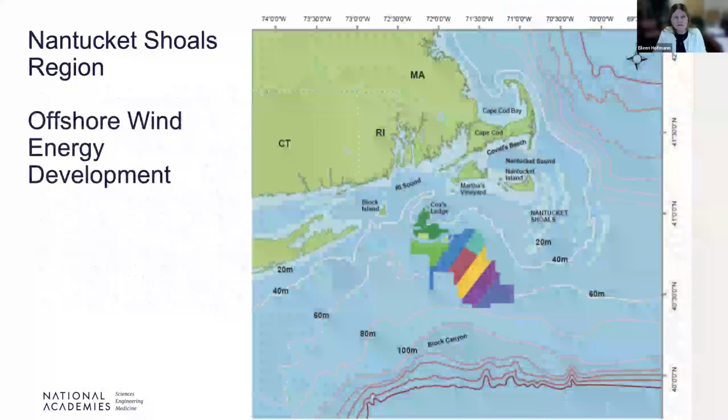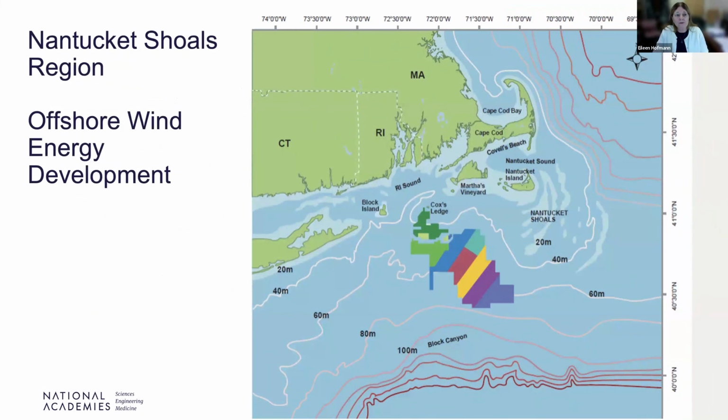So let me start with a little bit of background on the Nantucket Shoals region, which is shown here on this slide. The Nantucket Shoals region is located to the southwest of Cape Cod on the U.S. East Coast.